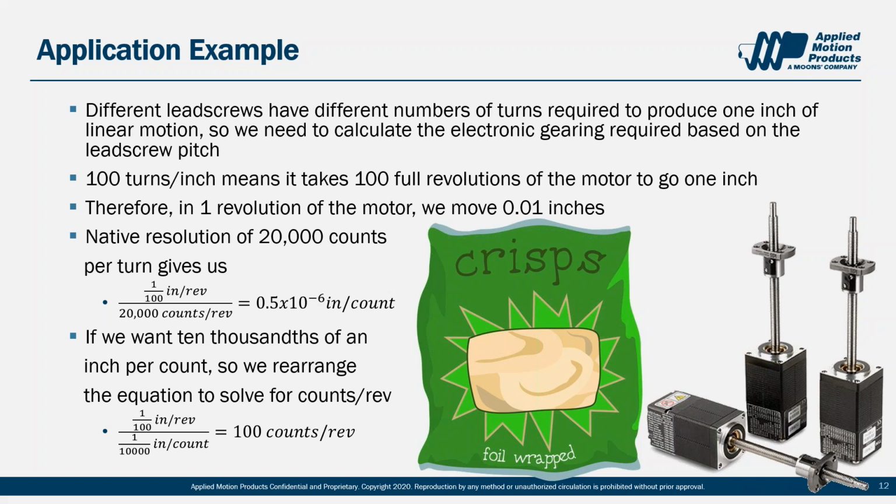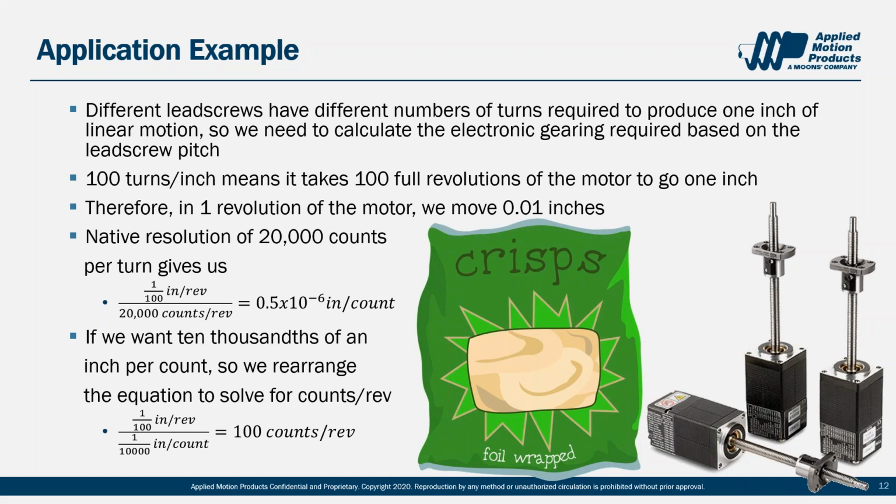So how do we convert that goal into an electronic gearing setting? Remember, we know our lead screw spec and our desired resolution, so we can simply rearrange the above formula to solve for counts per rev. That would be 1 over 100 inches per turn divided by 1 over 10,000 inches per count, which yields a desired number of 100 counts per revolution. So we set our electronic gearing in the drive to be 100 counts per revolution.